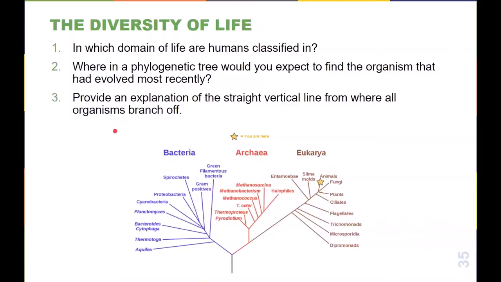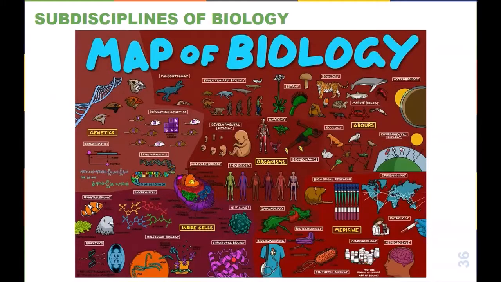The last one, provide an explanation of the straight vertical line. So last common ancestor, last unknown, or last universal common ancestor.